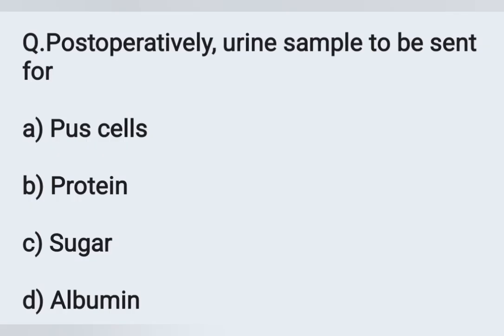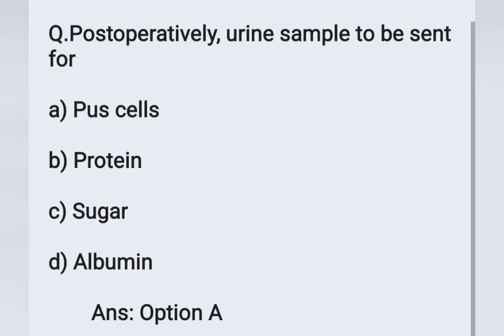And the next question is, postoperatively urine sample to be sent for: option A pus cells, option B protein, option C sugar, option D albumin. During postoperative period, the urine sample will be sent for checking pus cells. There may be infection in the urine. So in order to find that out, we are collecting postoperatively urine. So the correct answer is option A.